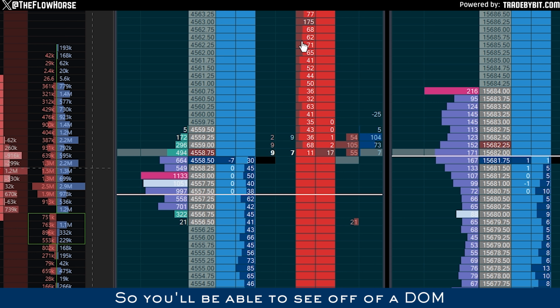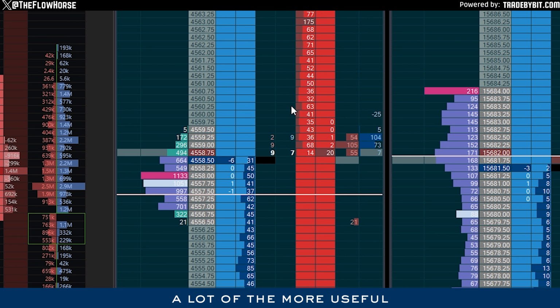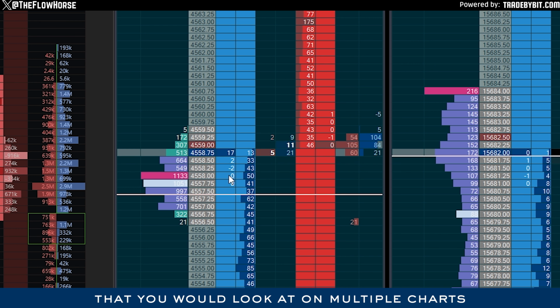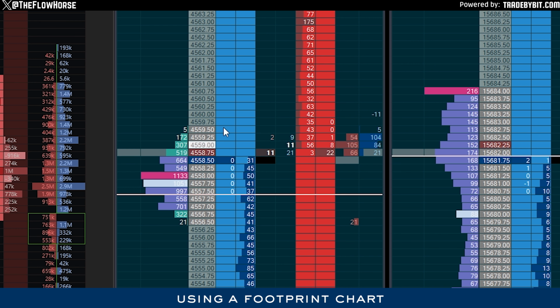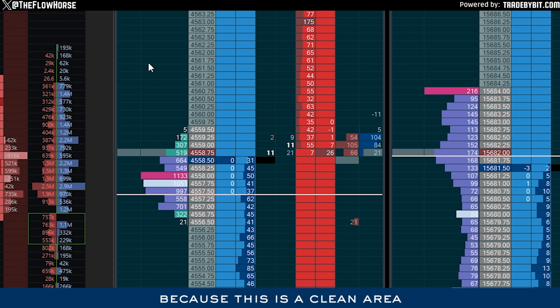Right, so you'll be able to see off of a DOM a lot of the more useful order flow information that you would look at on multiple charts using a footprint chart, a volume profile, etc. And again, to touch on the iceberg point, let's say we were moving up because this is a clean area and so is this.